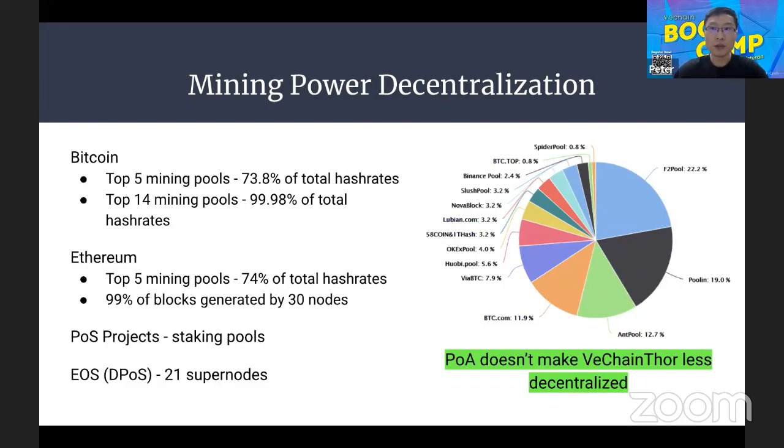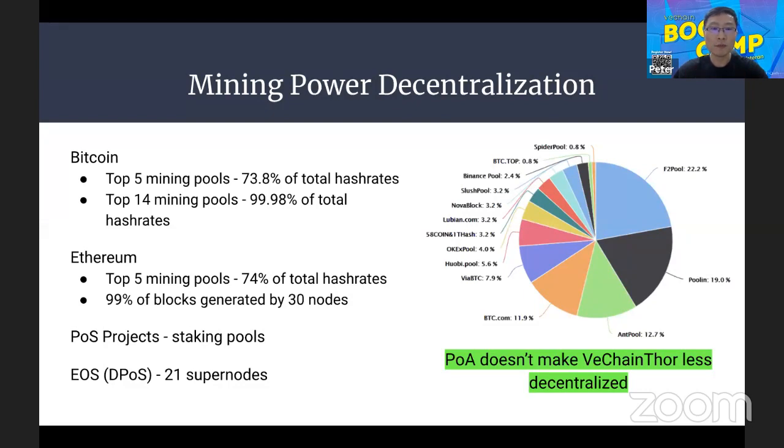Ethereum is also using PoW, although it is switching to PoS in future. Based on the data I found, within the same period of time, once again, the top 5 mining pools controlled approximately 74% of the total hash rates, and 99% of the Ethereum blocks were generated by only 13 nodes in those 24 hours.